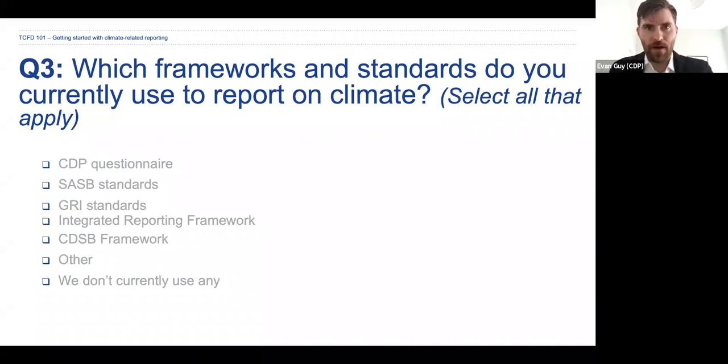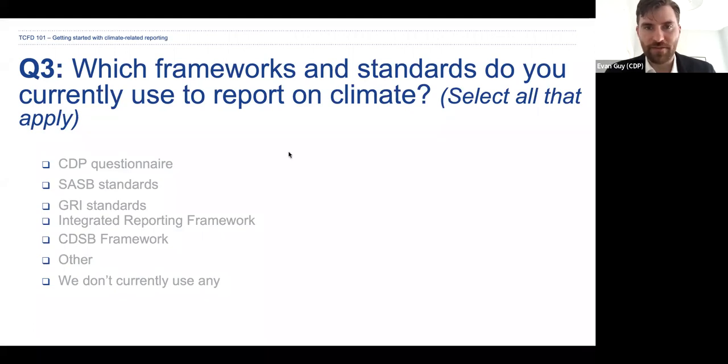Maybe one thing to mention while everyone's filling this out, we're talking about the TCFD today and it is not on here. So why is that the case? I think that's because of a couple of reasons. One, TCFD has actually really fed into a lot of these frameworks and standards.